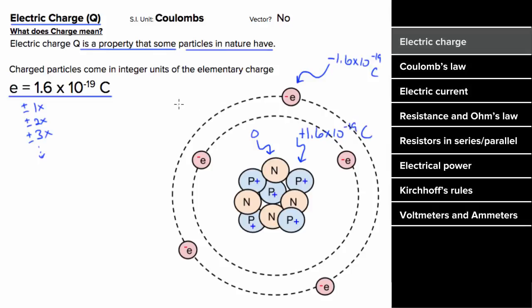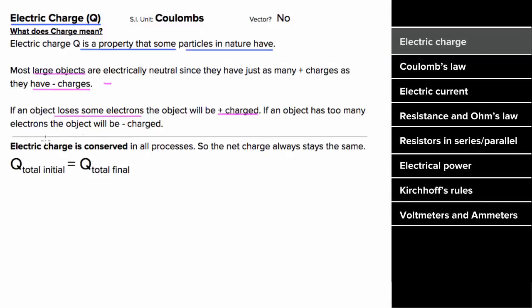However, most atoms in the universe are electrically neutral overall, since they'll have just as many negative electrons as they do positive protons. But if an atom had too many electrons, overall that atom would be negatively charged. And if an atom had too few electrons, that atom would be overall positively charged. And something that's really important to remember is that the electric charge is always conserved for every process. In other words, the total charge initially is going to equal the total charge finally after any process.